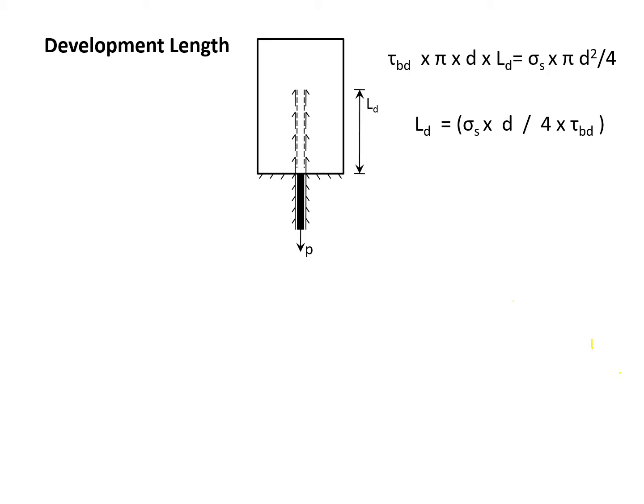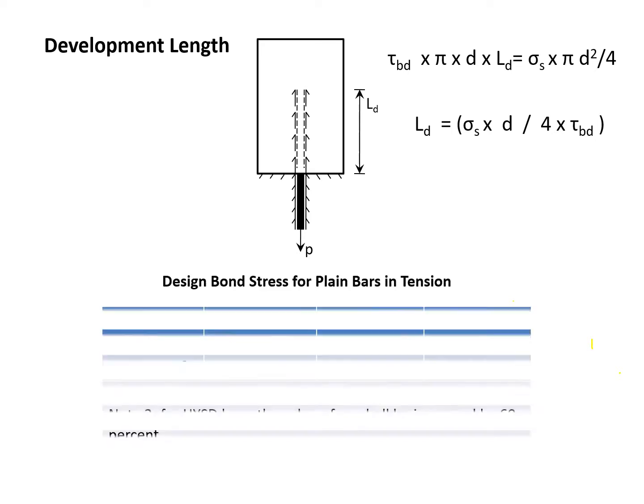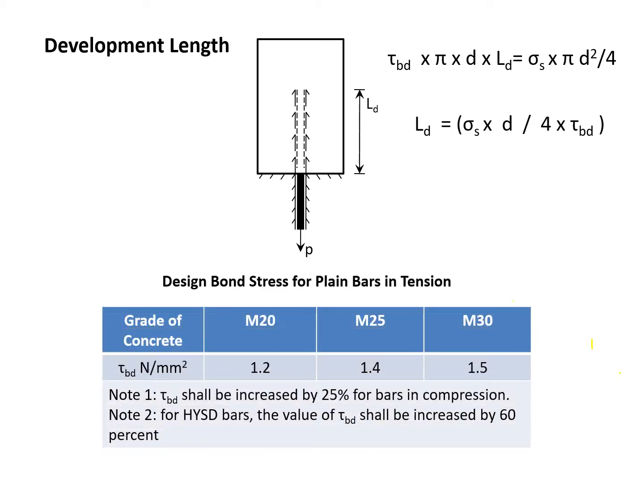So if you want to know how much development length to provide or how much development length is needed, then this formula comes handy. And for tau BD, the bond stress, the code gives this table. Let's understand what this table says. It gives values for M20, M25 and M30, and values of tau BD are 1.2, 1.4 and 1.5 Newton per mm square.